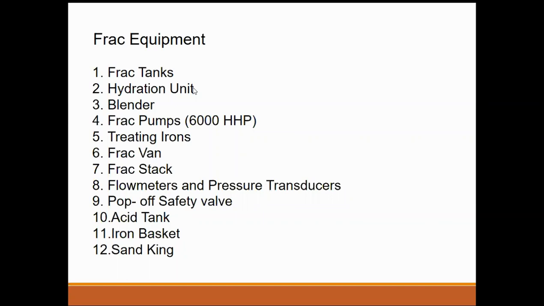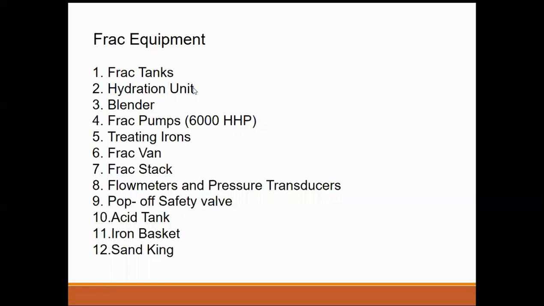Pop-off safety valve. Okay, so most hydraulic fractures are pumped through the casing, the production casing. And the production casing is also a metallic pipe and it has a burst rating, right? So it cannot be pressurized beyond a specific value. To prevent that from happening, a pop-off safety valve is used. You can set the pop-off safety valve at a certain pressure beyond which you would not like to increase your pressure. So if that pressure is reached at any point during a frac job, your pop-off valve will open and it will not allow the pressure to go beyond the set limit.